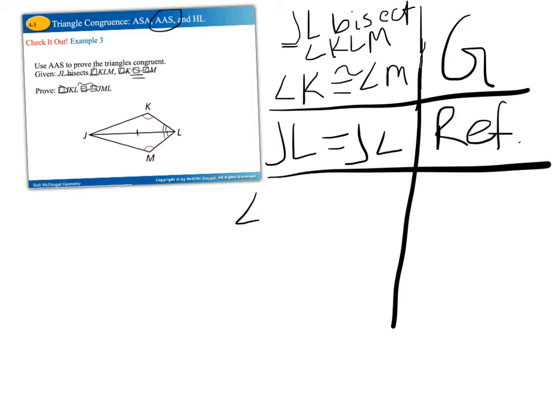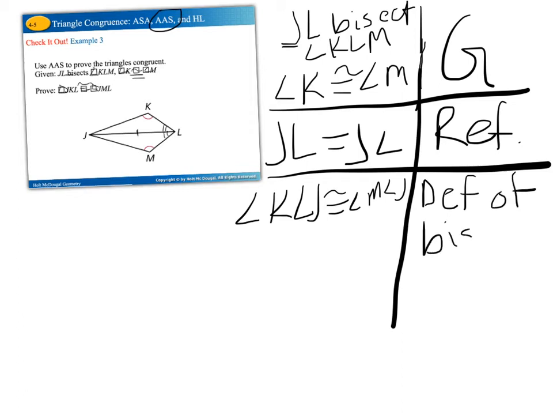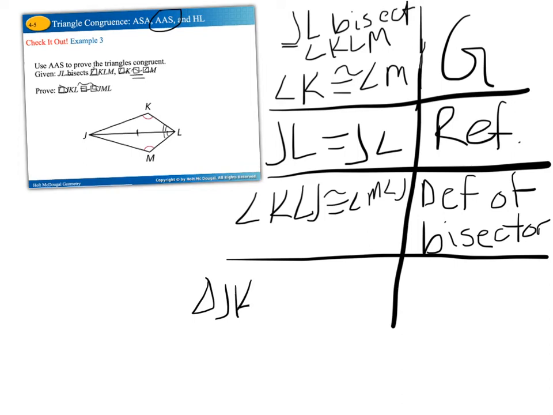Then I've got angle KLJ is congruent to angle MLJ, because of the definition of a bisector. Because that bisector cut those two in half, we know that they're congruent, because the fact that they told us it's a bisector. Alright, so let's see. We've got an angle, a side, and an angle. So now I can go ahead and state my proof. Prove triangle JKL is congruent to triangle JML. And then the fact that this was angle, angle, side, my reason is angle, angle, side.